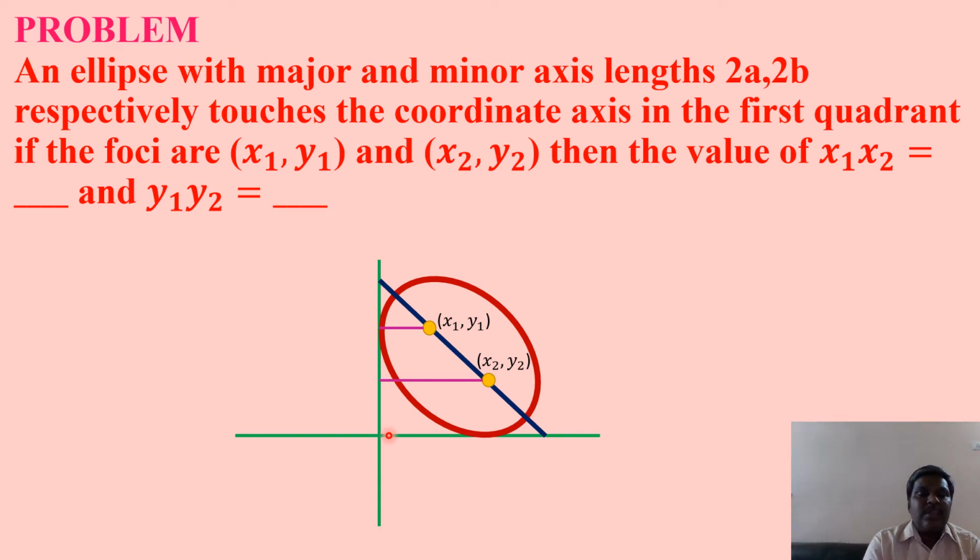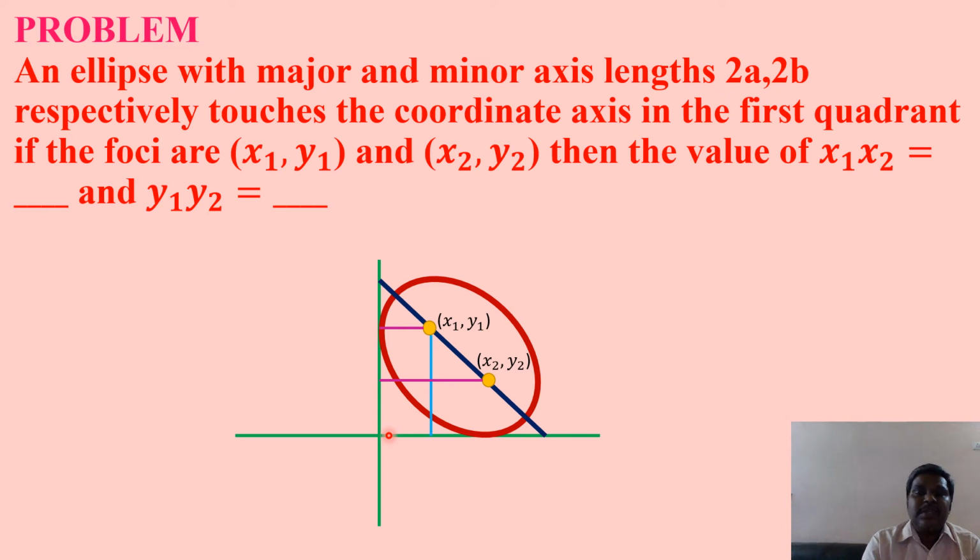So x1 into x2 is nothing but what? The product of perpendiculars drawn from foci to any tangent. Here the tangent is the y-axis. By the above result, what is that? It is equal to b squared for a greater than b. It is equal to a squared for a less than b. So for the sake of convenience, we take a greater than b. Then immediately its value is what?